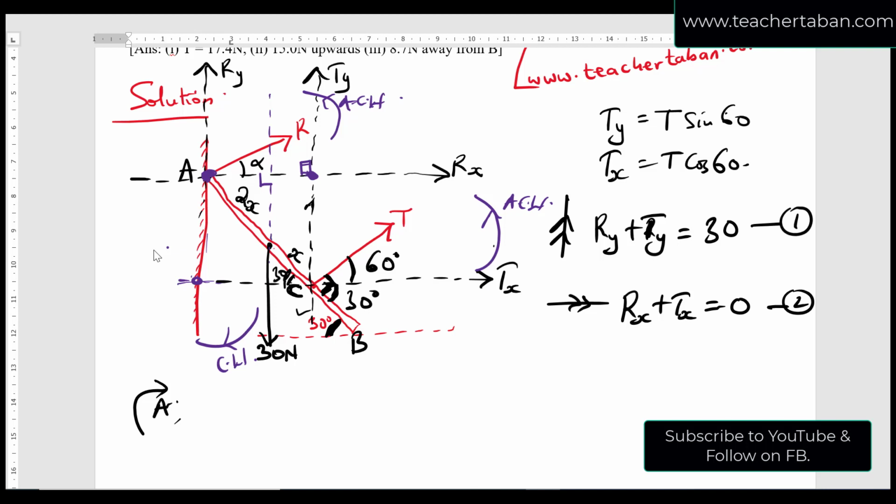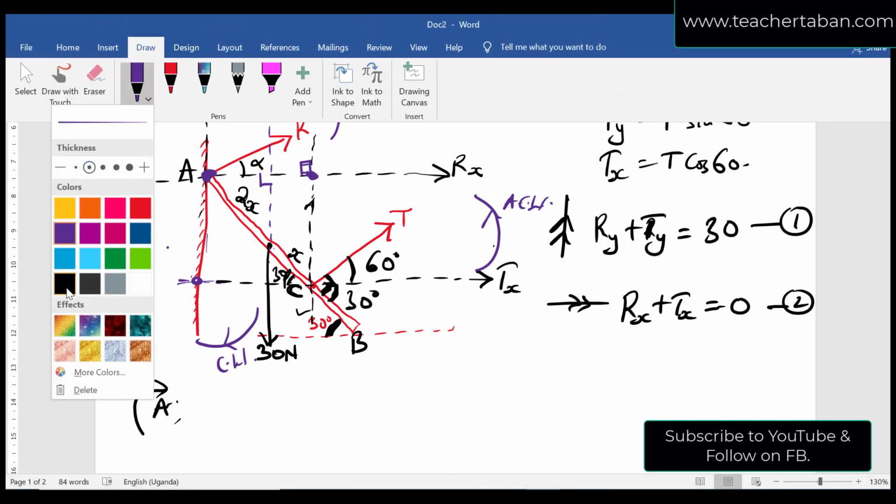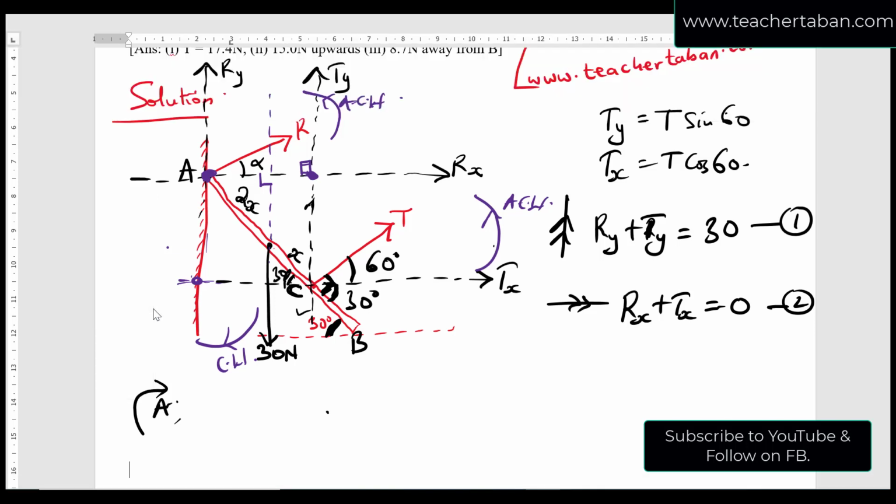So taking moments about point A, we shall say that the weight, which is 30 newtons, times the perpendicular distance, which will be equal to 2x times cos of 30. How do we get this?